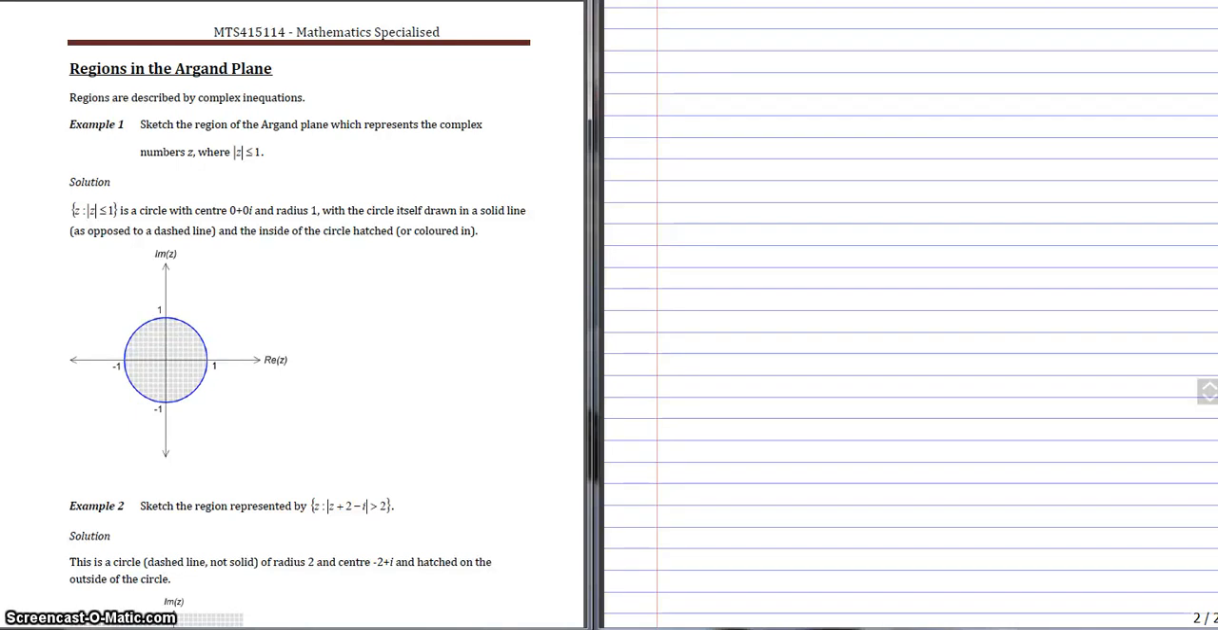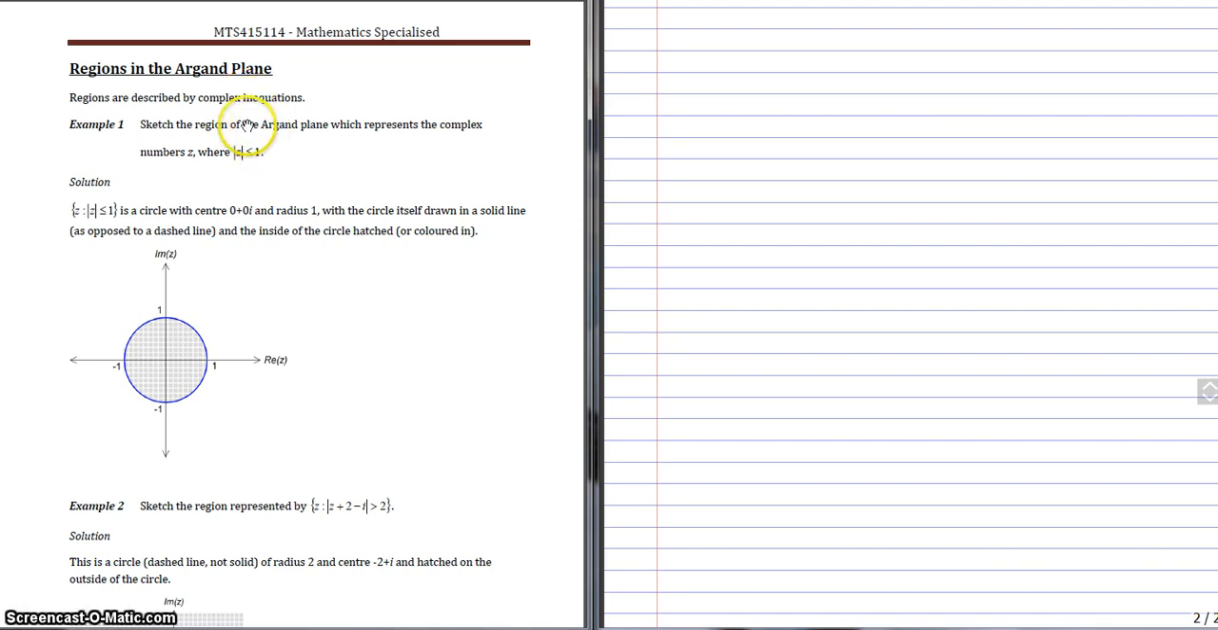The last thing we want to look at in this unit of complex numbers is regions in the Argand plane. We've seen how to sketch lines, rays, circles, ellipses. We also now want to look at combinations of those, and particularly regions. Regions are described by complex inequations.